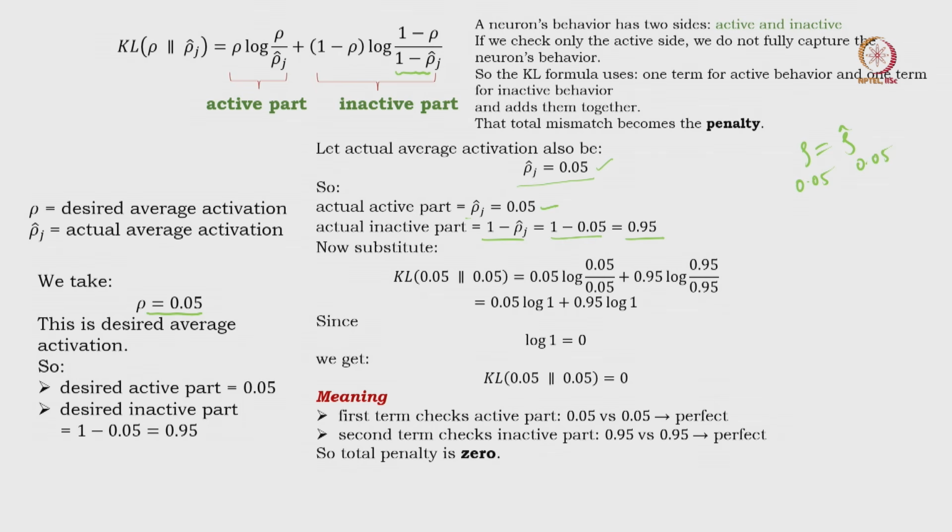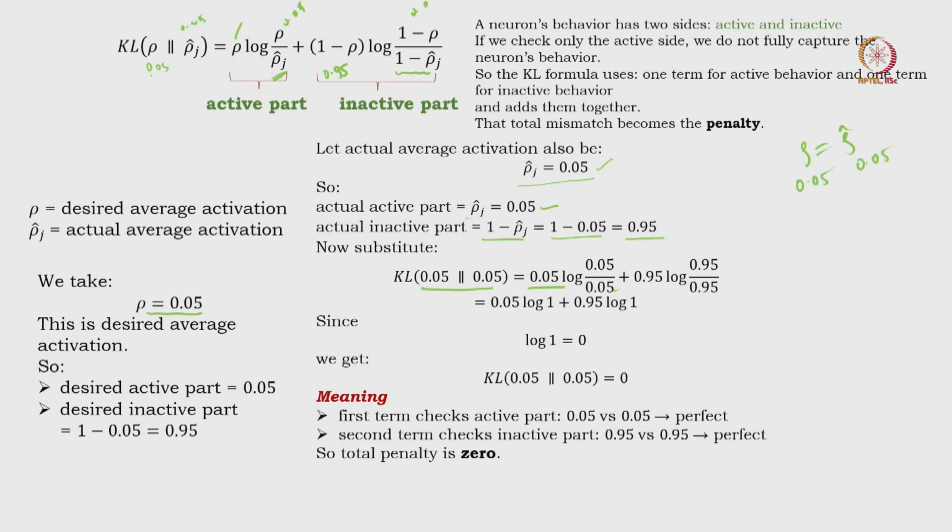Now just substitute the values in the KL divergence. This is 0.05 and this is also 0.05, both the terms. Then this value is 0.05 log, and here I have considered log to base 10. So this is 0.05 and this actual is also 0.05. Then 1 minus rho is 0.95.